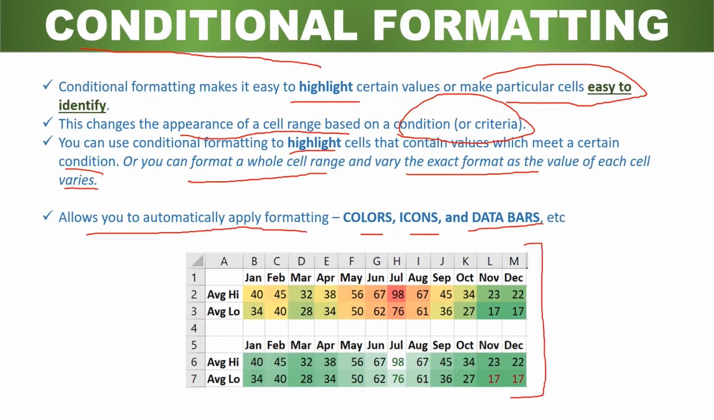For example, you have this table from January till December for average high and low temperatures. You have the figures, what is the high and low. So if you want to see when it is high, when it is low, using the color you can automatically or instantly see this is my highest, the red part, and these are the lowest, right? Just by seeing. So this is the use or power of conditional formatting.